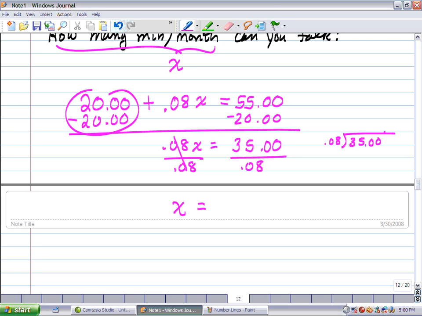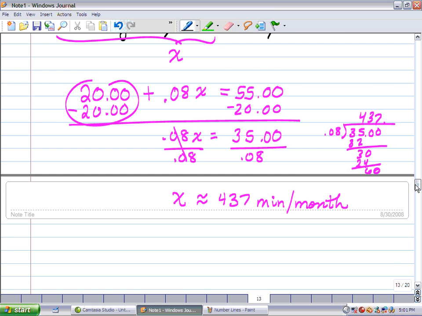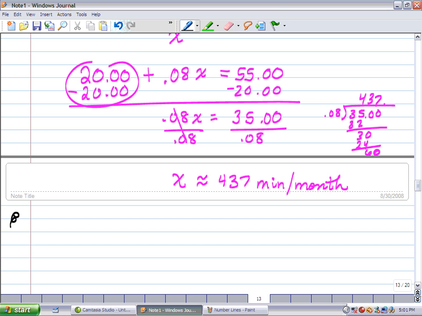8 times 4 is 32. 8 times 3 is 24. And 8 times 7 is 56. So I'm going to round off. It's approximately 437 minutes per month. Oh no, that doesn't sound like a great deal. $55 for 437 minutes. That's how we would set that up.